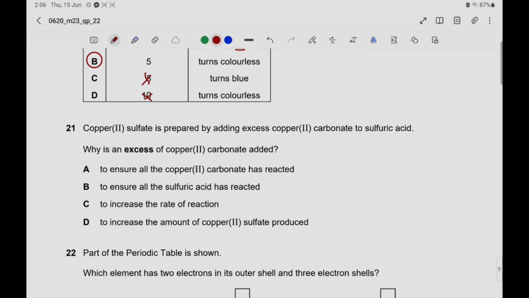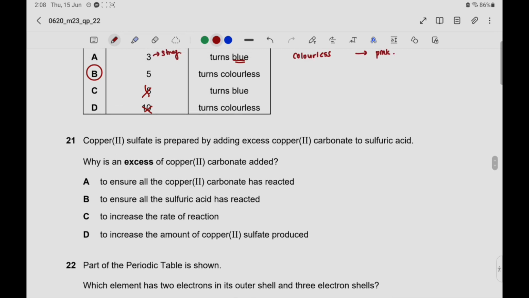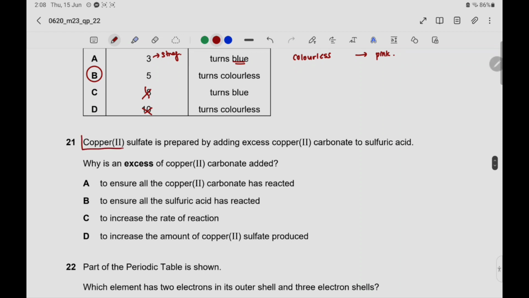Okay, so copper 2 sulfate. Let's see the next question. For question 21, I have copper 2 sulfate added into the excess. How do I prepare my copper 2 sulfate? I add excess of copper carbonate into my acid. Why? Because copper carbonate is insoluble. So I want to add it with our sulfuric acid because sulfuric acid is able to dissolve it. Actually, a lot of students will think that the answer should be A. Actually, no. The answer should be B.